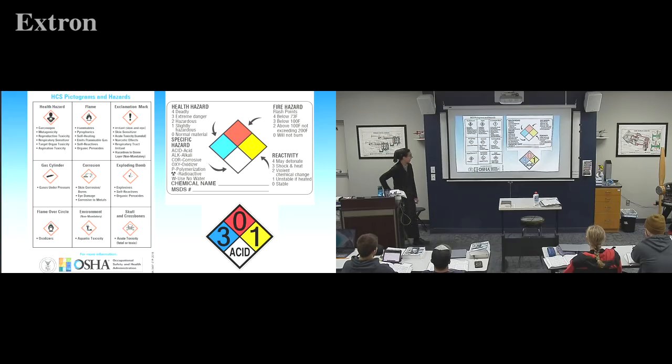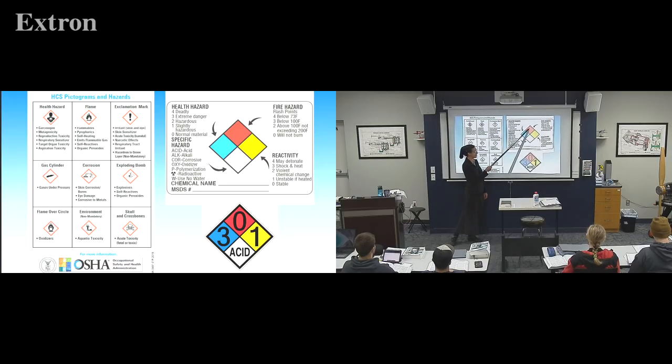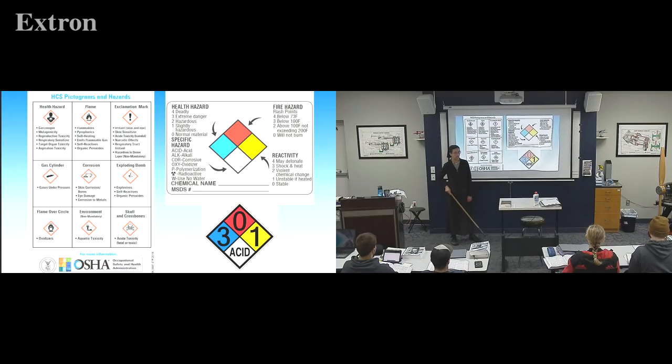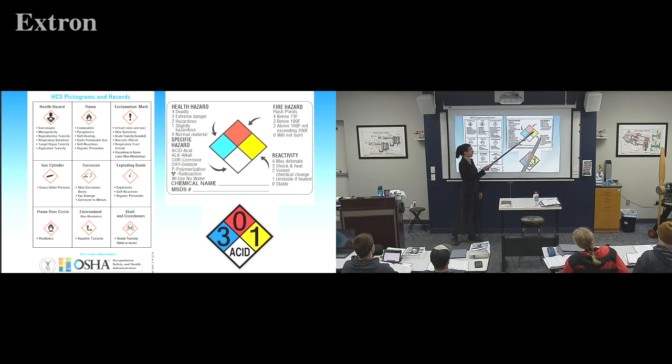And then we have this diamond, and this will be a label on all chemicals, and it has 4 sections that you do need to be familiar with. So the 4 are health hazard, fire hazard, reactivity, and then any specific hazard they need to tell you about that doesn't fit into these 4 categories. So, fire hazard, red, that's pretty obvious.